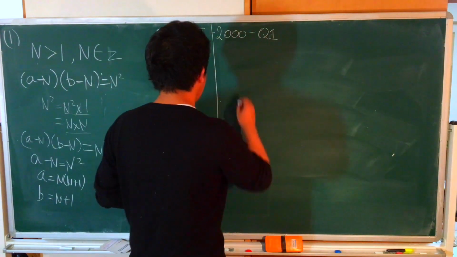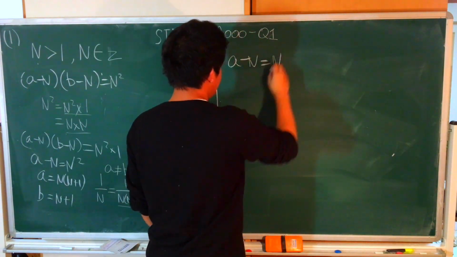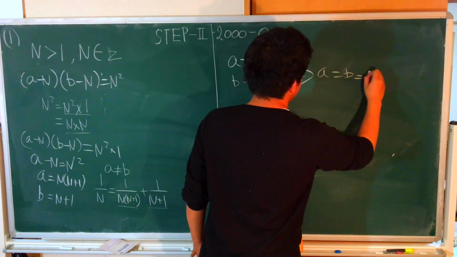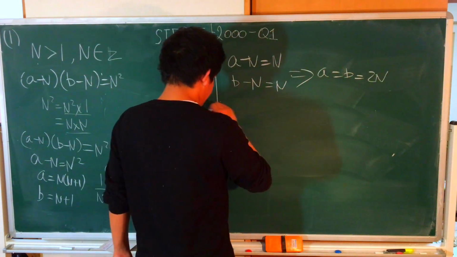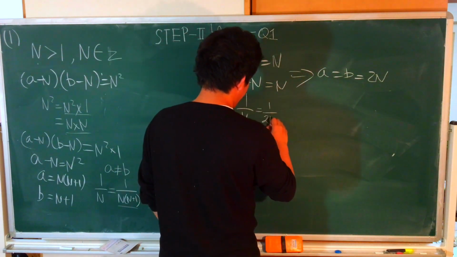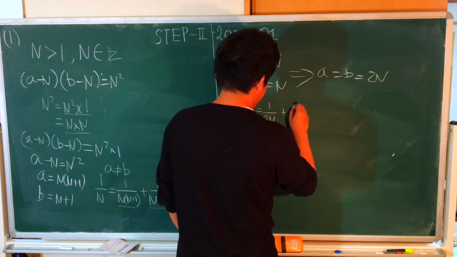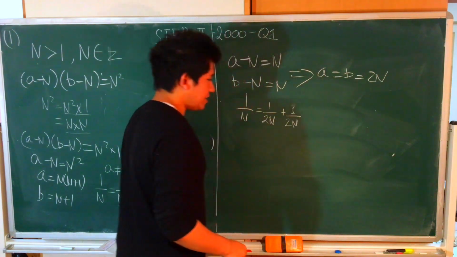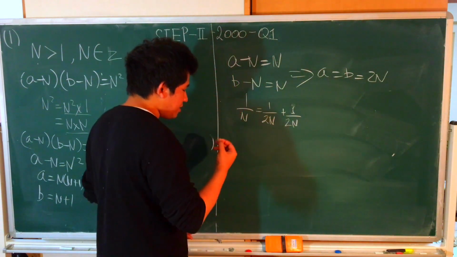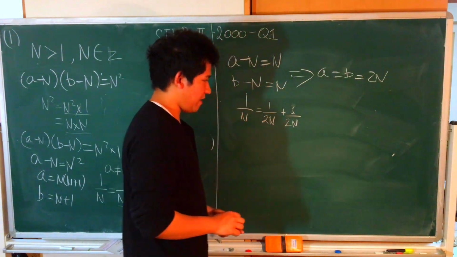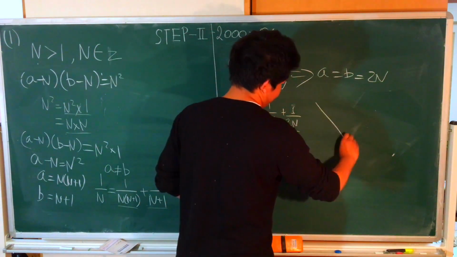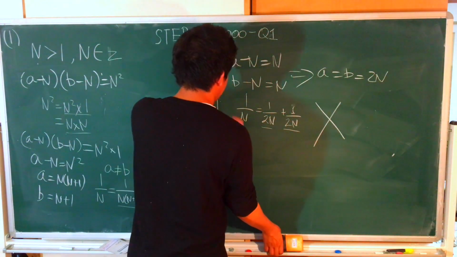Okay, in this case, a minus n equals n, and b minus n equals n. So a equals b, which equals 2n. And of course, we can express 1 by n equals 1 by 2n plus 1 by 2n. But the question clearly states that we must prove there's only one way to express 1 by n as a sum of two distinct unit fractions. So 1 by n equals 1 by n, so it's not distinct. So this case shouldn't be considered. Okay, so this is an invalid option.